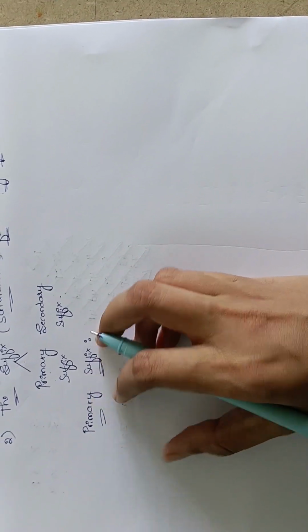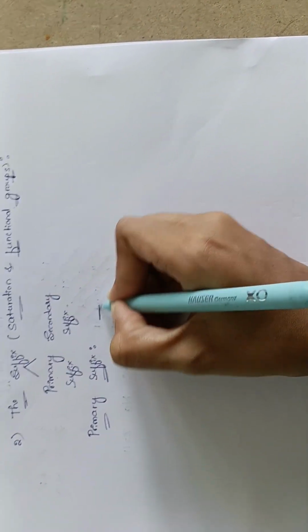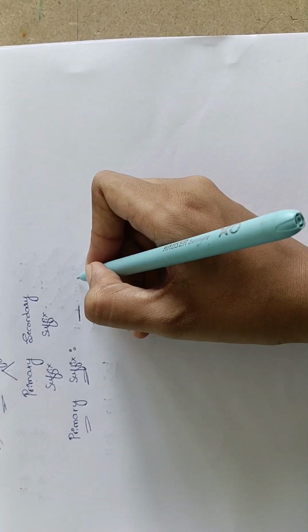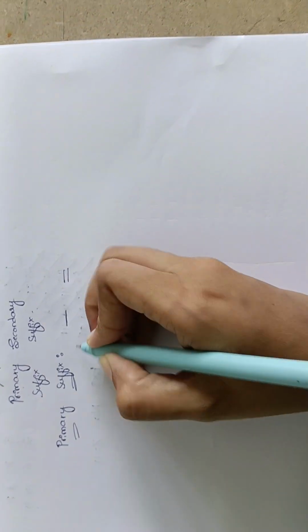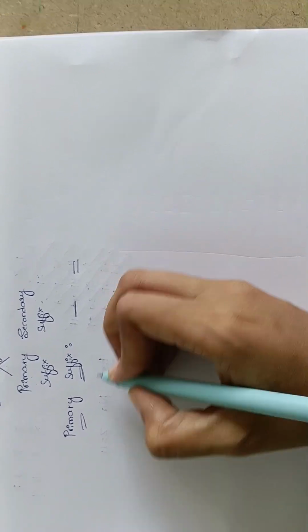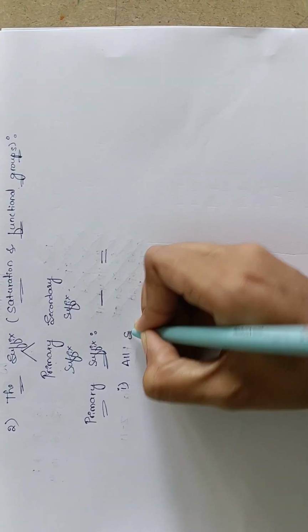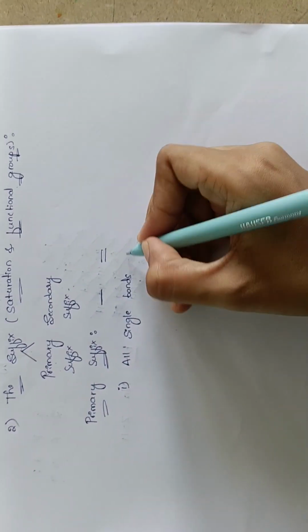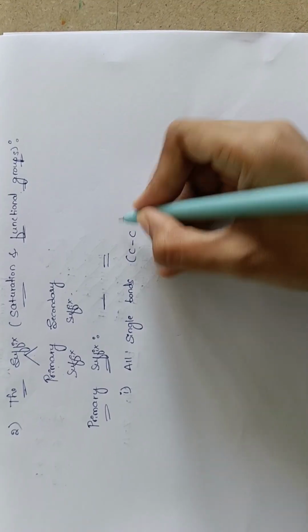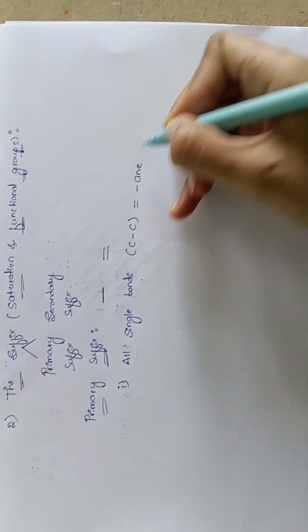Primary suffix tells you if the carbon chain is saturated, meaning single bonds, or unsaturated, meaning double bonds. Then we discuss one by one. First one is all single bonds, meaning C single bond C. This is called ane.